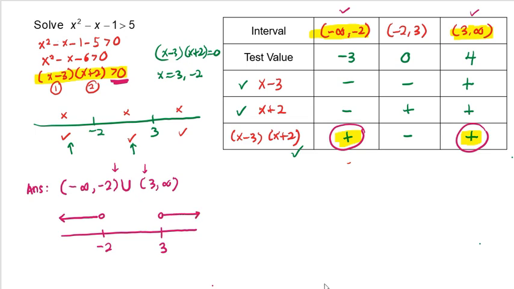Now, if you want to write it in inequality form, you have something like x is less than -2, union with x which is greater than 3. All right, so we are done with this one. Let's go to the second part.